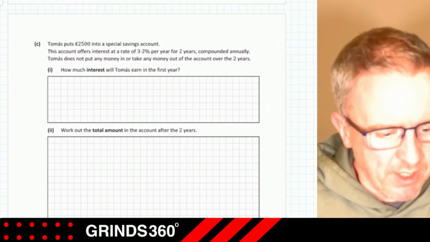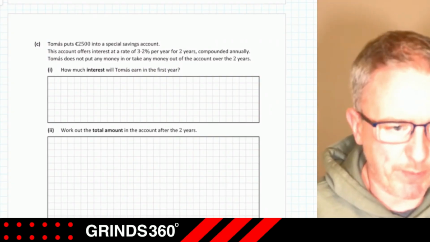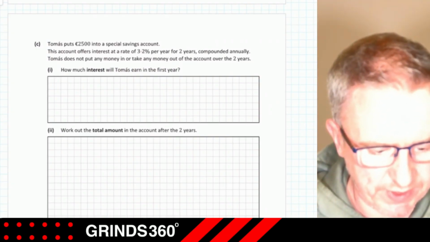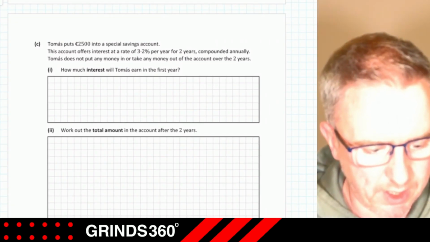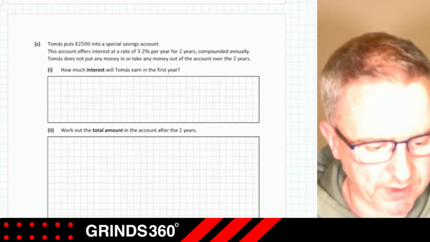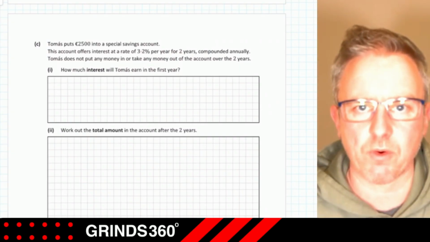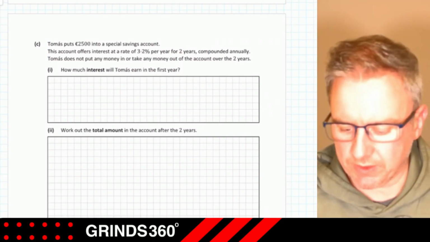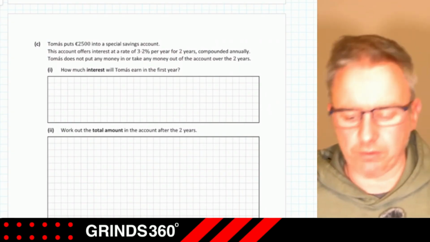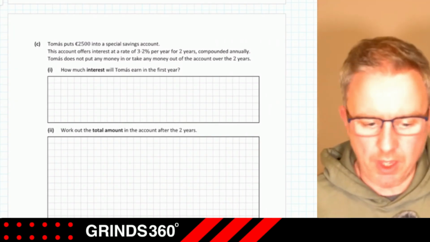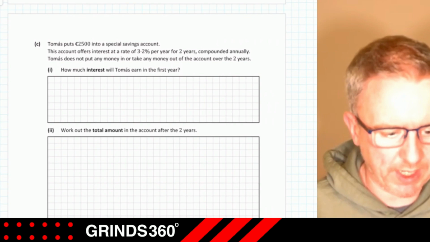So Tomas puts 2,500 into a special savings account. This account offers interest at a rate of 3.2% per year for 2 years, compounded annually, and Tomas does not put any money in or take any money out of the account over the 2 years, okay? So it's going to stay there for the full 2 years. That's what we're looking at in this case, all right? So what's going to happen here, okay?